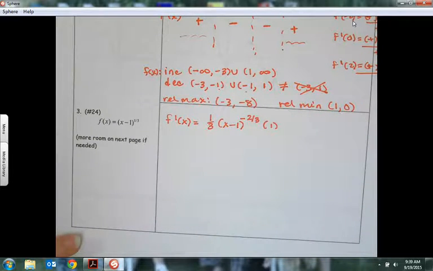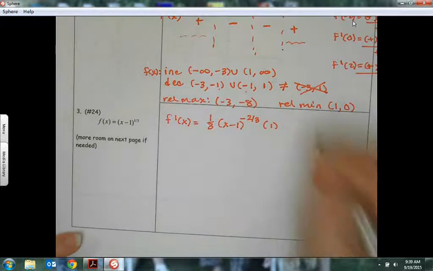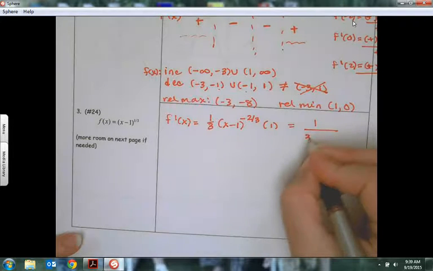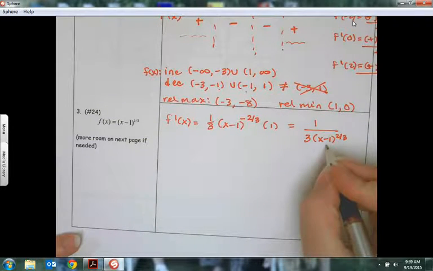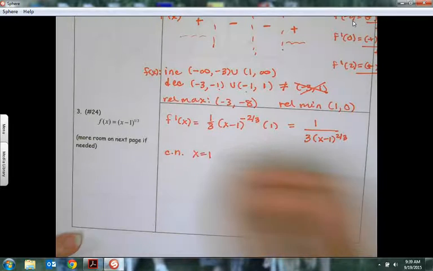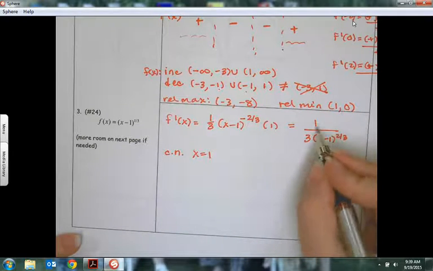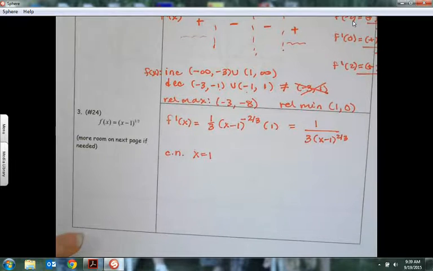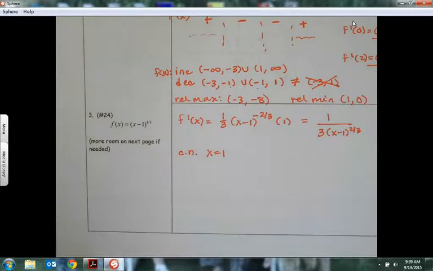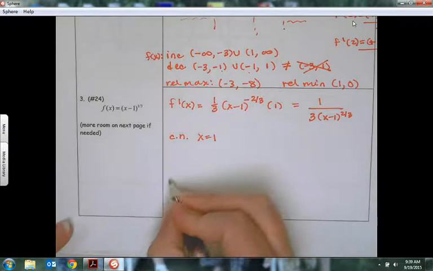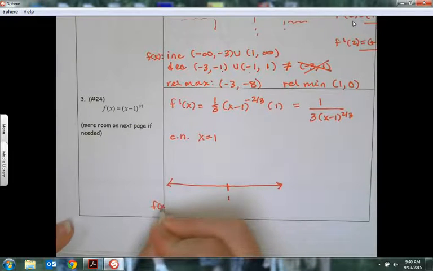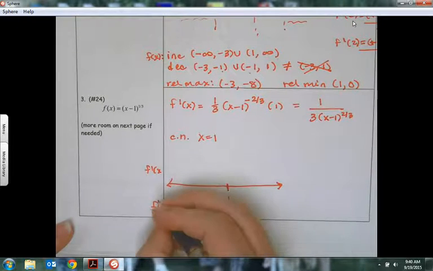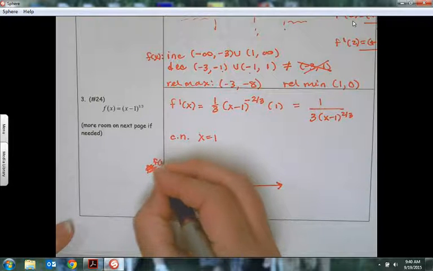So I had to do my chain rule. I'm going to rewrite it a little bit. So here I have a critical number of 1 where the first derivative doesn't exist, but I don't have any where it's 0, and I definitely don't have any endpoints going on. So I only have one critical number. Oops, that's f prime of x. Come on, DeRose. That's f of x.